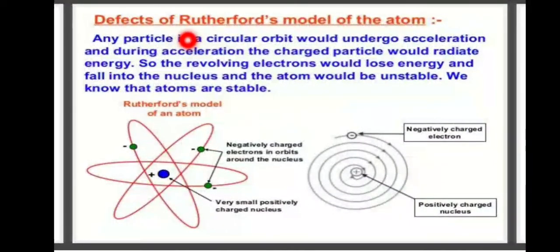Defects. Defects are limitations of Rutherford's model of an atom. Any particle in a circular orbit would undergo acceleration, and during this, the charged particles would radiate energy. So the revolving electrons would lose energy and fall into the nucleus, and the atom would be unstable. We know that atoms are stable.